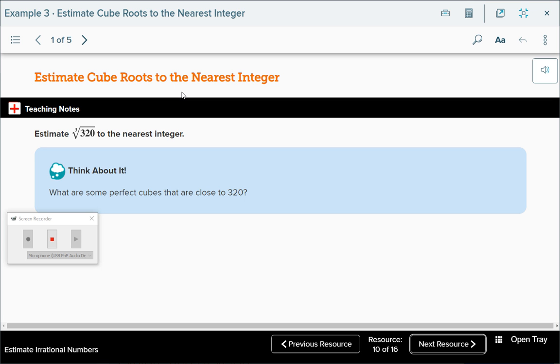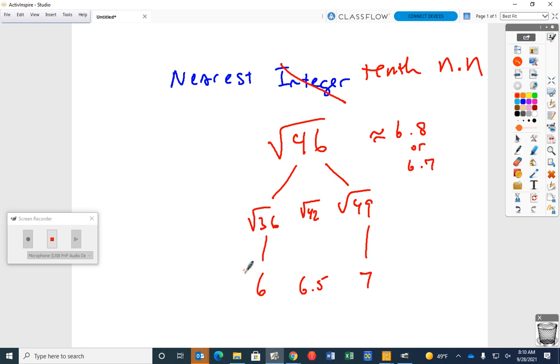Okay, so let's look at this one. This says cube root. First of all, does this say to the 10th? This says to the nearest what? Integer, okay? So we have the cube root of 320 to the nearest integer. All right, so let's try this one. Cube root of 320, and we're going to estimate this to the nearest integer.